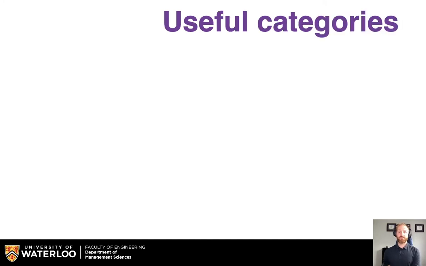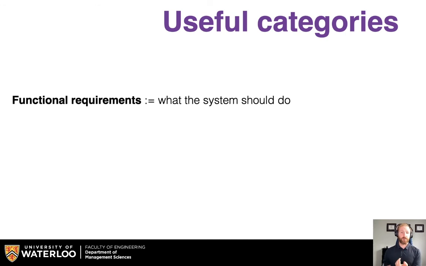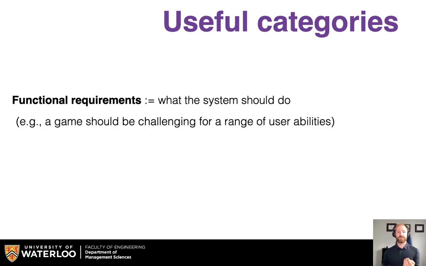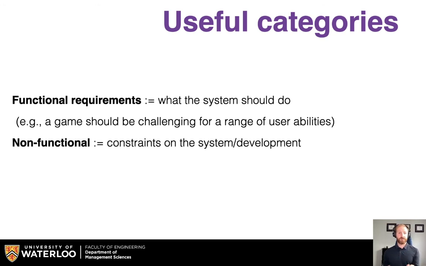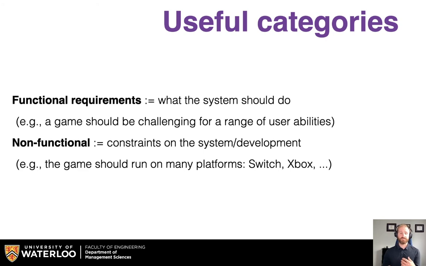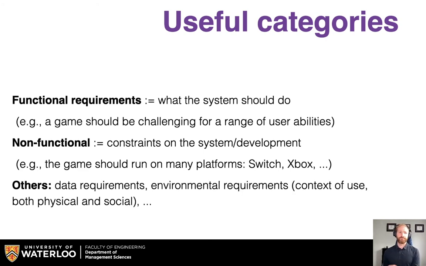Some useful categories you might have. Functional requirements, so what the system should do. So a game should be challenging for a range of user abilities, for example. Non-functional, constraints on the system or development. So the game should run on many platforms. It should run on the Switch, the Xbox, etc. And there might be others. There might be data requirements, environmental requirements, context of use, both physical and social, etc. You can take a look at the textbook section 10.3 to understand more about how to organize these.